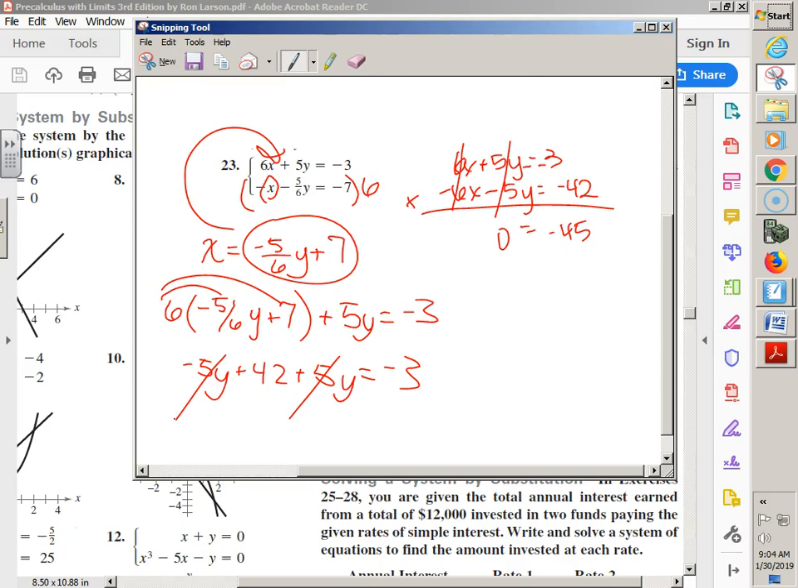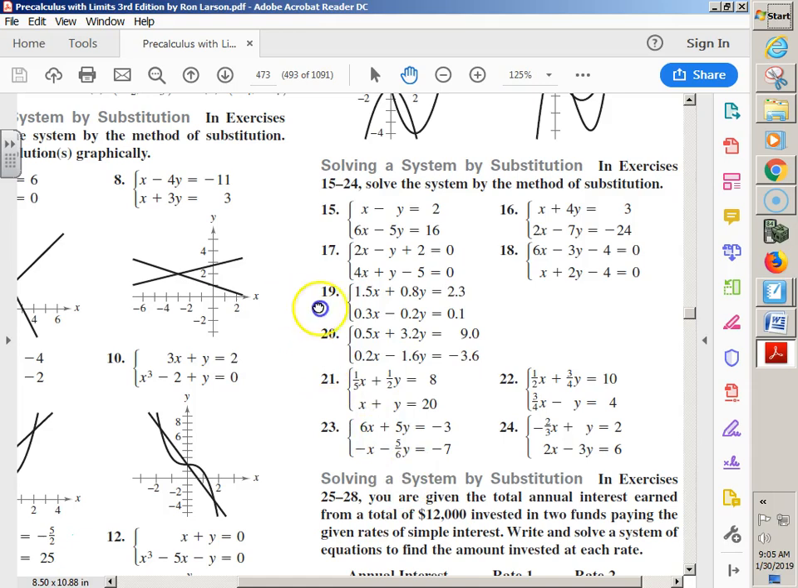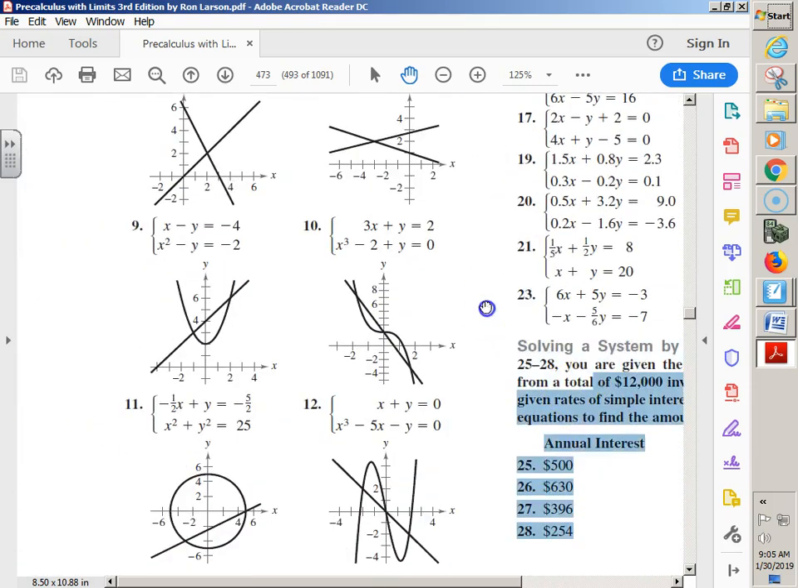So either way, no solution. We're going to talk about today, technically we'll call that an inconsistent system in the sense of no solution is possible, no intersections exist. Let's go back to number 10 really quickly just because we're right here.